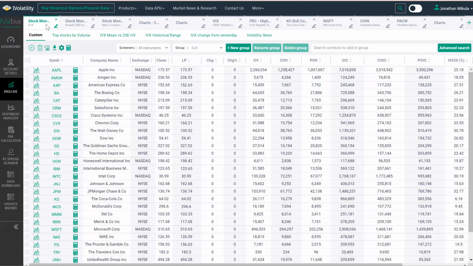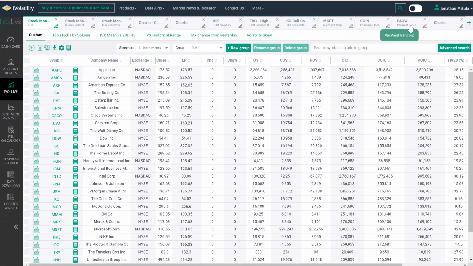Now you're also able to custom label your tabs. In the past, everything was just stock monitor or charts or VIX or Coca-Cola. You weren't able to customize what the label said, but now you can. For Coca-Cola, for example, I've got Coca-Cola bull calendar spread, because that's the strategy I'm evaluating. Microsoft is one I'm interested in, but I haven't decided on a strategy yet, so it's blank, it's Microsoft.